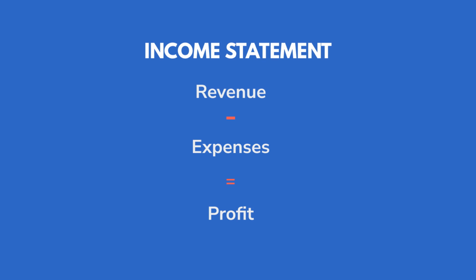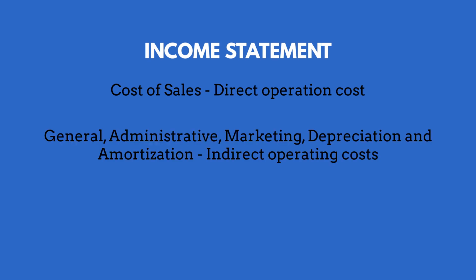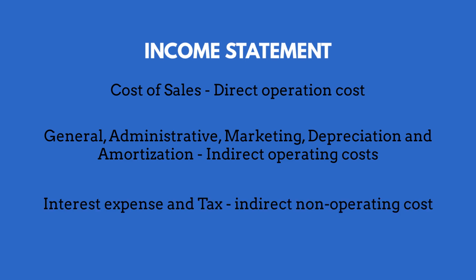And what we need to do is categorize our expenses. Cost of sales is a direct operation cost. General, administrative, marketing, depreciation, and amortization are indirect operating costs. And finally, we have interest expense and tax, which are indirect non-operating costs.